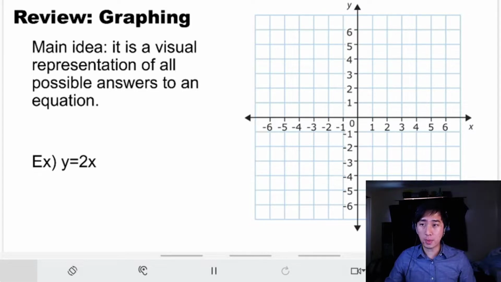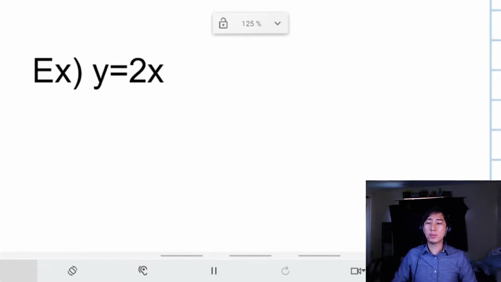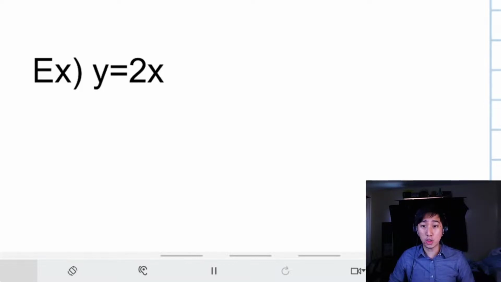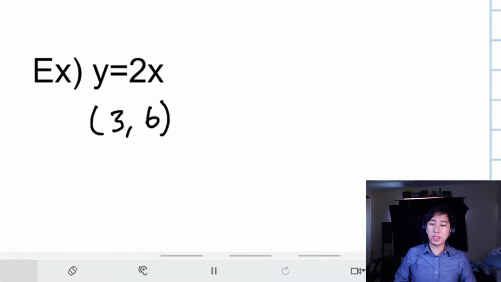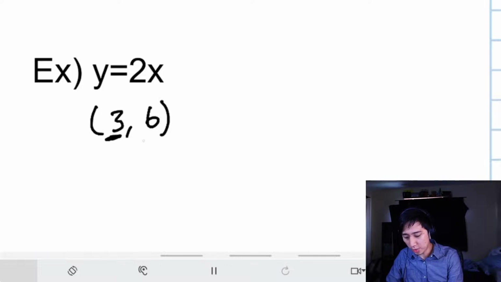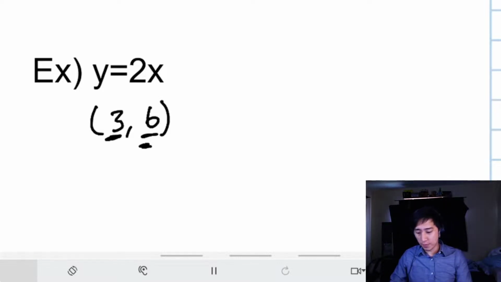As a quick review, when we're talking about graphing, it's a visual representation of all possible answers to an equation. And when we said answers, what we meant was that there's an x component and a y component. So if I have something like y equals 2x, what we're saying is that any y we pick has to be equal to 2 of our x's. So if I were to have something like 3 comma 6, this is a possible solution because when x is 3, my y value is going to be 6. And that fits my pattern that y is equal to 2 of my x's.